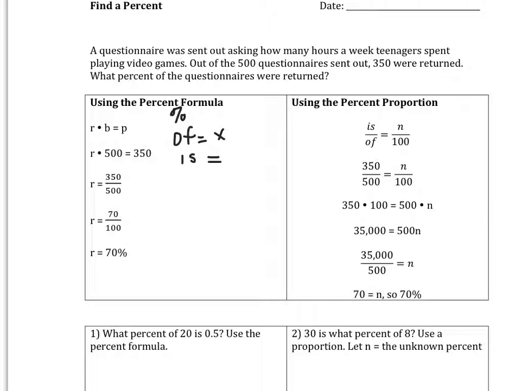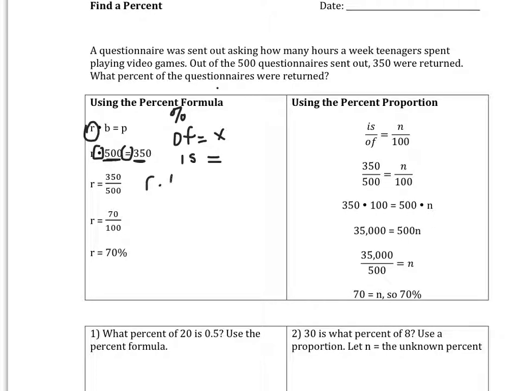So let's see how to break down this word problem. We want to know what percent, so that's our rate. We don't know it, so that's what we're going to solve for. And what percent of the questionnaires? Right there is our "of", so we want to multiply. So our rate times the questionnaires, which we know is 500. Returned is our "is", and it says that 350 were returned. So that's how we set up our equation.